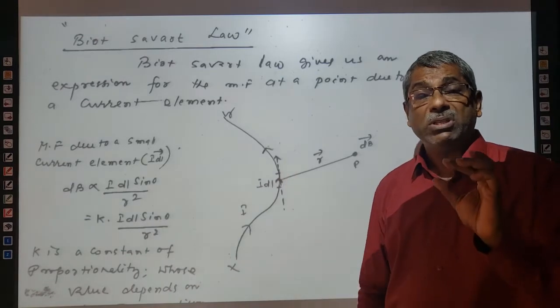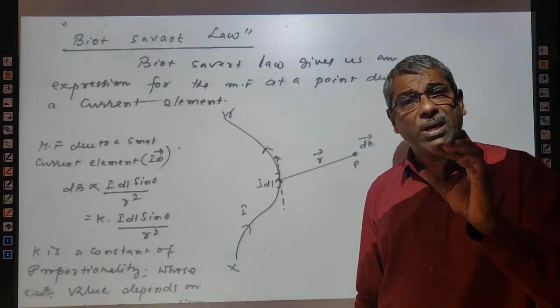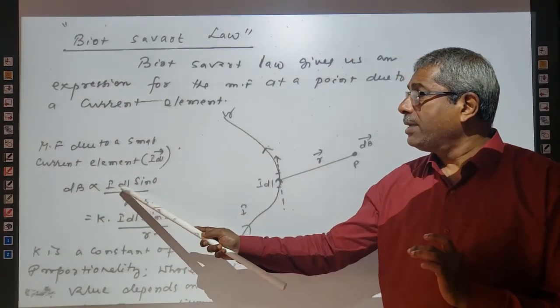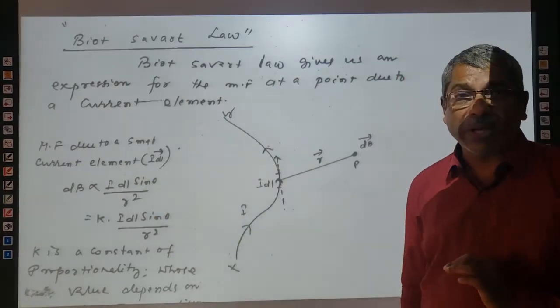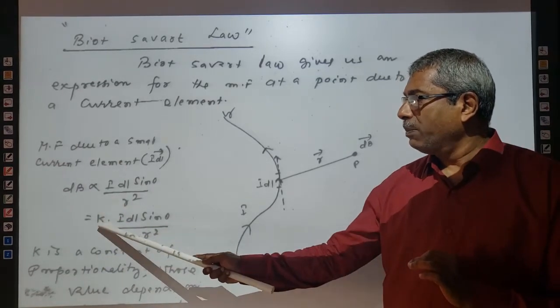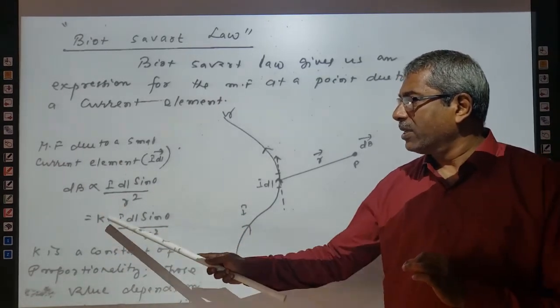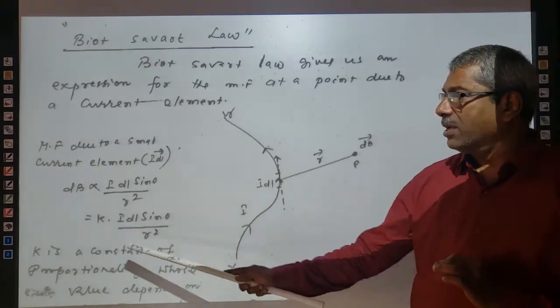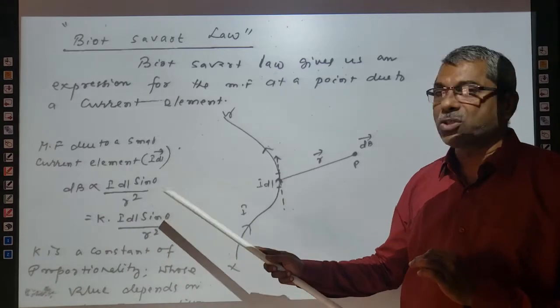Why dB? Because it is the magnetic field due to a small current element. That is given by dB proportional to I dl sin theta divided by r square. The proportionality sign is replaced by an equality sign by putting in a constant. K is a constant of proportionality. That is, dB equals K into I dl sin theta by r square.